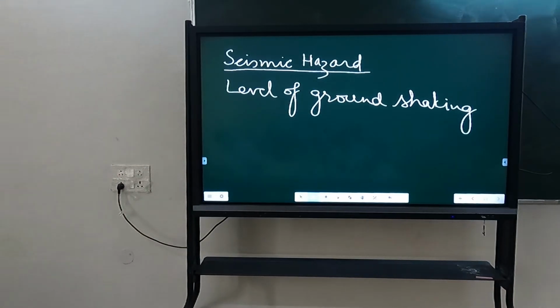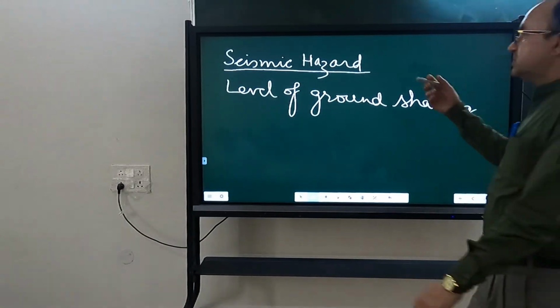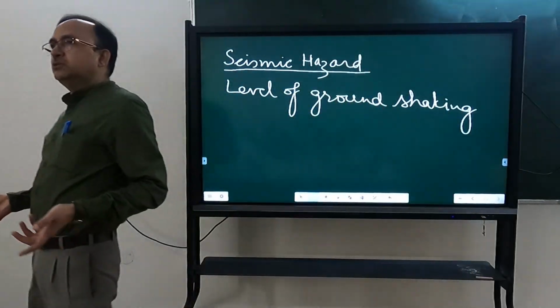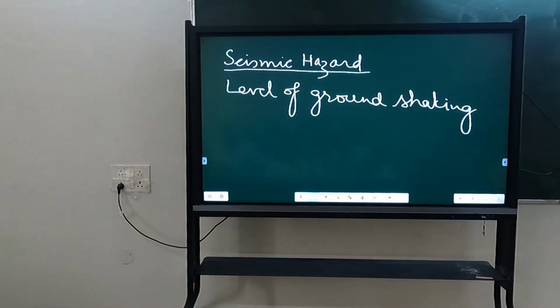Okay, and because it is going to occur in future, I do not know when. It is not occurring all the time, so that I can measure and see what level of shaking is occurring. Suppose the ground was continuously vibrating, then life would have been very easy. I would have put an instrument and measured what vibrations are occurring, and I would design my structure for that. The problem is that it will occur sometime in future.